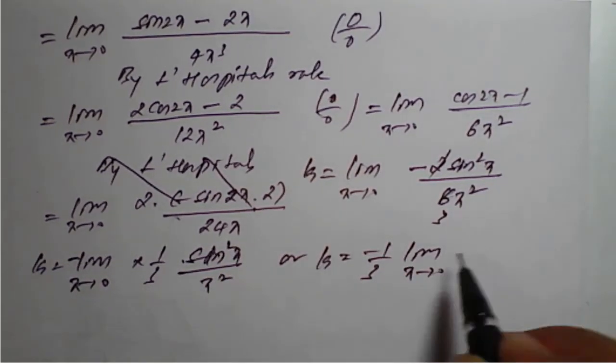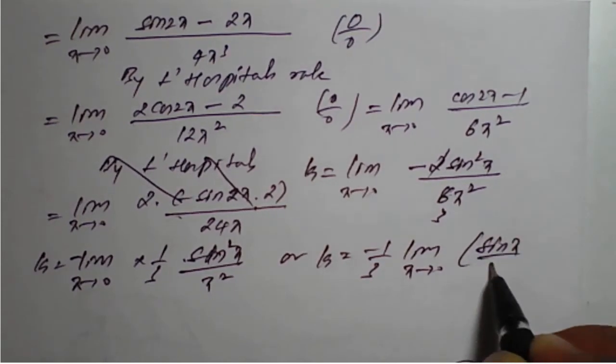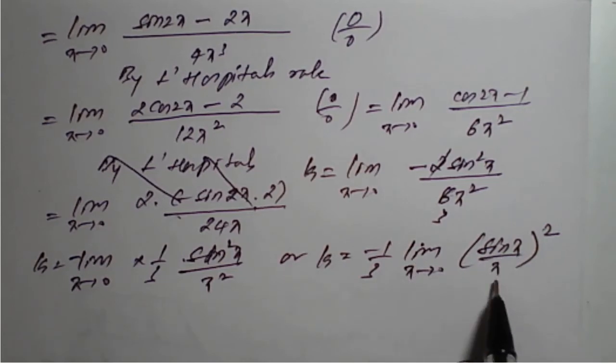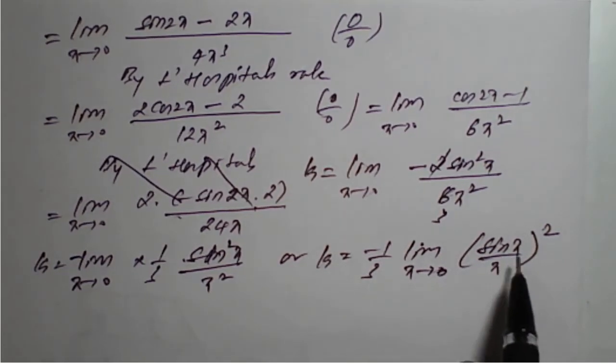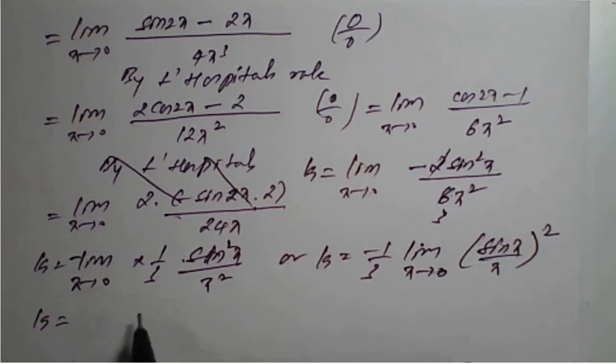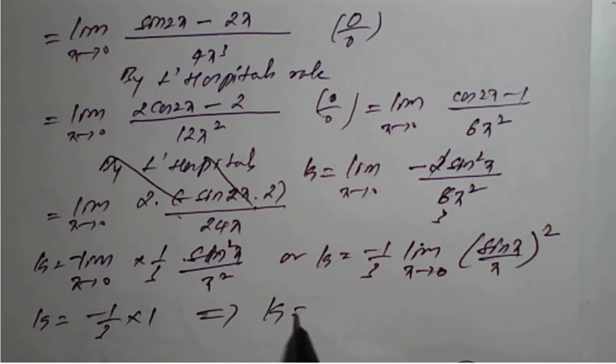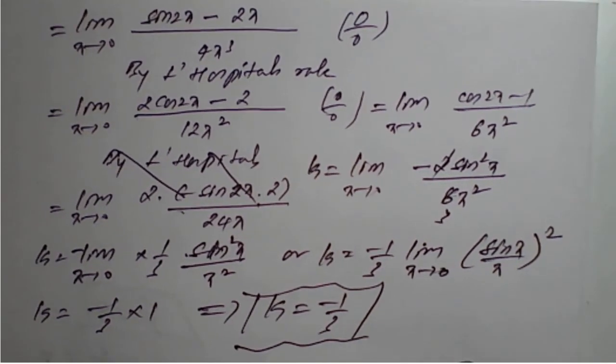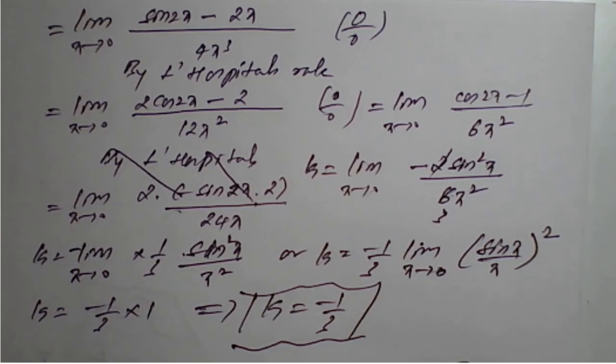So sine square x upon x square, I'll write it as sine x upon x whole square. So as per the limit identity, the limit of sine x upon x as x tends to 0 is always 1, so 1 square. So k is equal to minus 1 by 3 into 1, which implies k is equal to minus 1 by 3. So this is the solution of the given limit. Here we have made slight changes in the result while performing, so just note down those things.